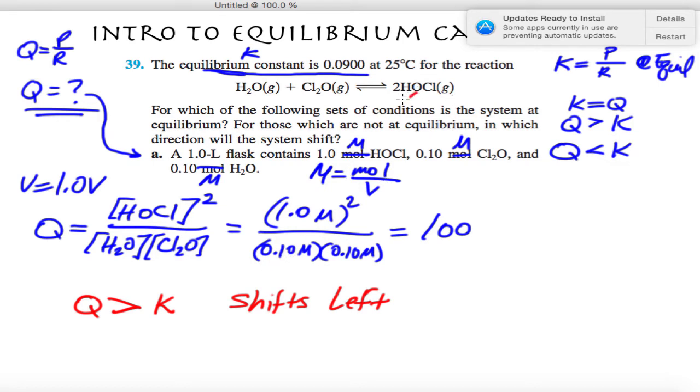So we have to alleviate that by shifting and producing more reactants, okay? So as the reaction progresses, it's going to remove the products and increase my reactants. Okay? All right, so let's take a look at another example.